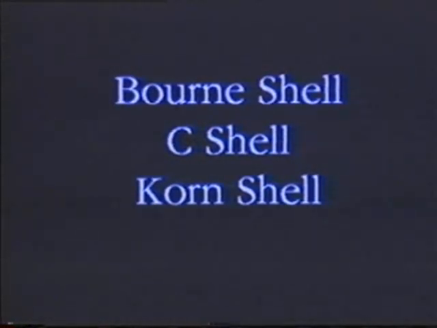There are three shells that almost all Unix users find themselves using: either the Bourne shell, the C shell, or the Korn shell. And you undoubtedly are using one of those three. The purpose of the Unix shell is to turn a command line into an executing process. The user tells the shell what to do by entering a command line.